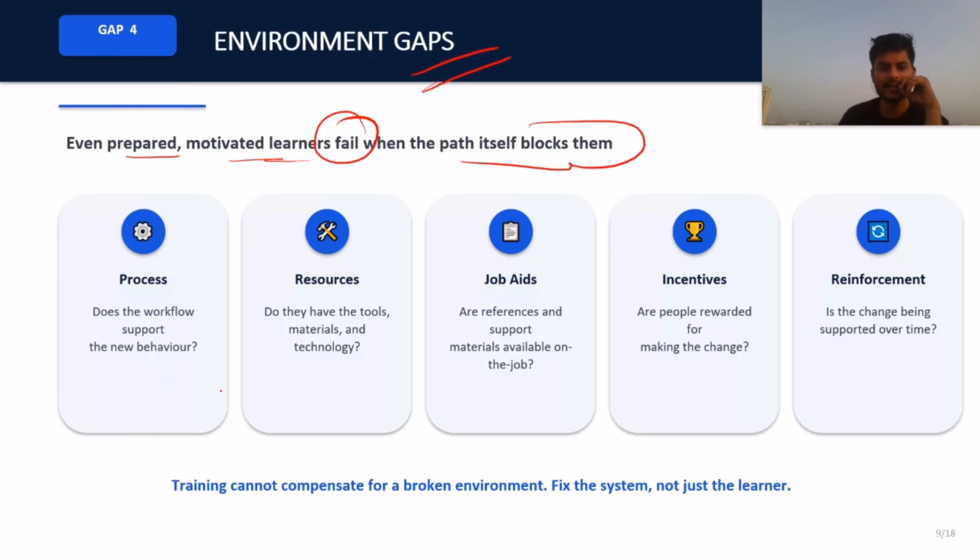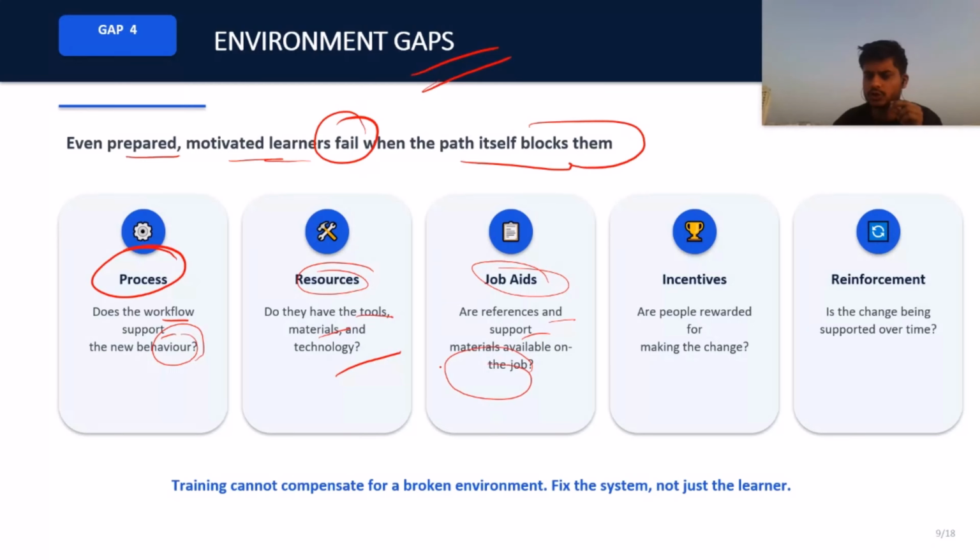So how do we fulfill that? The environmental gap can be related to process changes. Does the workflow support the new behavior? You should ask. Resources: it can be about resources. If the company is not upgrading their system, that can be a reason for the environmental gap. Do they have the tools, material and technology? Another point is job aids. Are reference and support material available on the job? If you have introduced a new feature, we should provide a job aid.